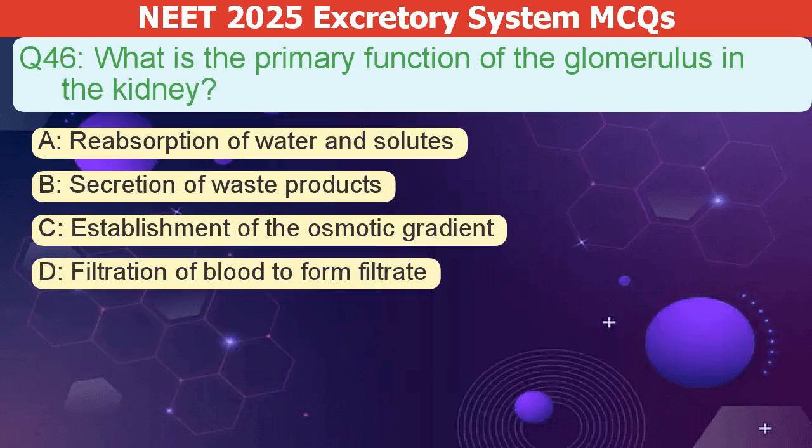What is the primary function of the glomerulus in the kidney? A. Reabsorption of water and solutes. B. Secretion of waste products. C. Establishment of the osmotic gradient. D. Filtration of blood to form filtrate.